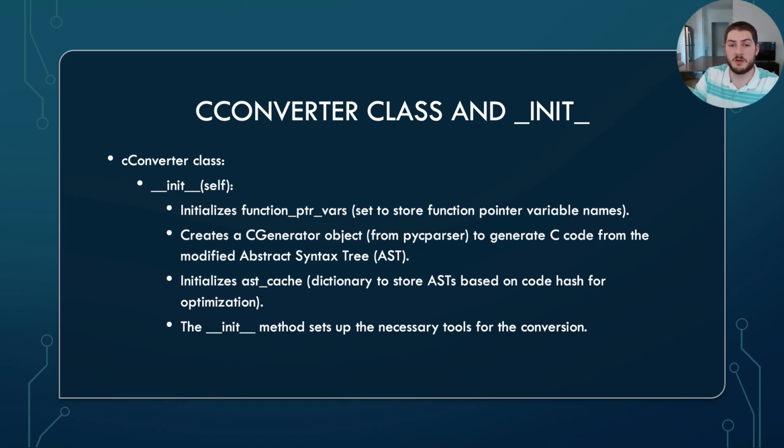Next, the constructor creates a C generator object. The C generator object is not part of our own code, but is a utility provided by the PyCparser library, a powerful Python library that we leverage to parse C code and generate ASTs. The C generator's role is the opposite of parsing. It takes the AST as input and generates C code from it after our modifications have taken place.